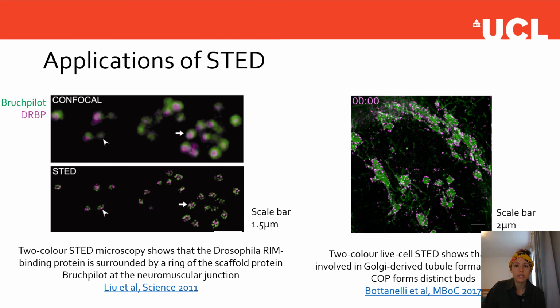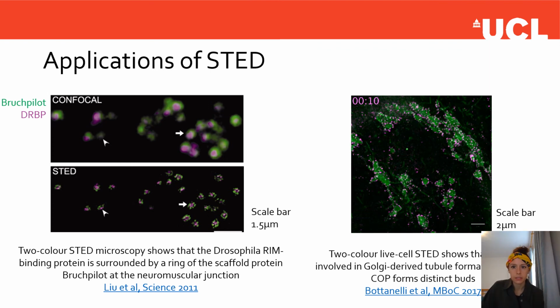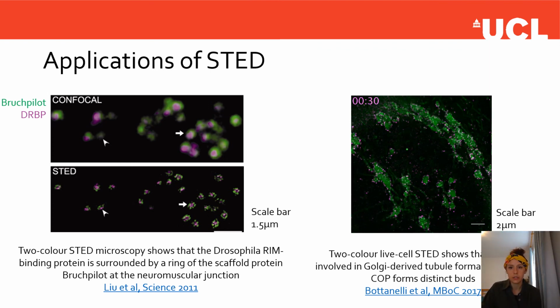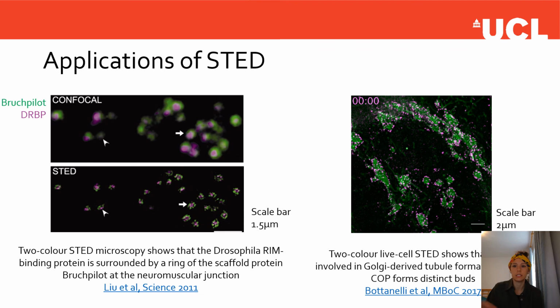And here's an example of some two-colour live STED microscopy. So this is a very cell biology application. This is looking at the G protein ARF1 and how it's involved in forming Golgi tubules. Again, our Golgi apparatus is in green, and the ARF1 protein is in magenta. And you can see nice high resolution, and here it's imaging that structure every 10 seconds.